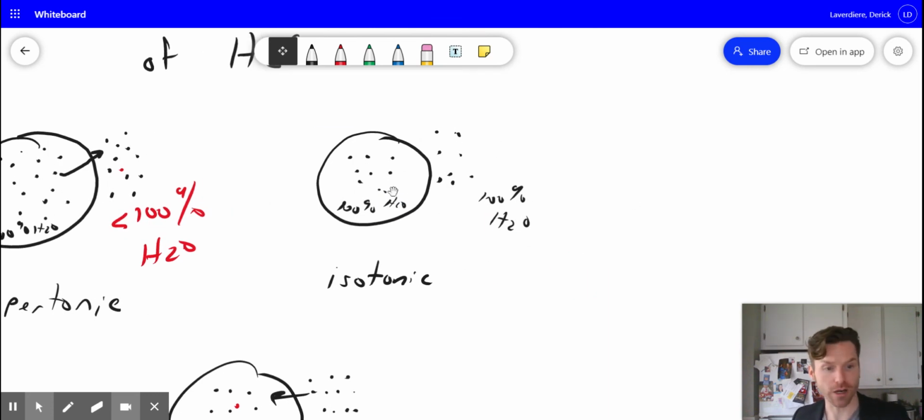In this model, I have 100% water inside the cell, and I have 100% water outside the cell. When it's even, that's called isotonic. And the net movement's not going to be anything, right? It's going to stay the same. Water's moving out and in evenly.